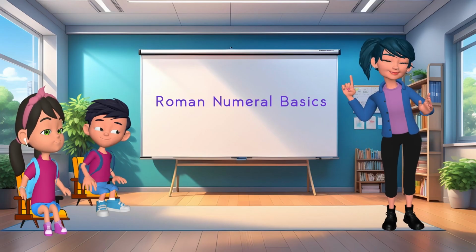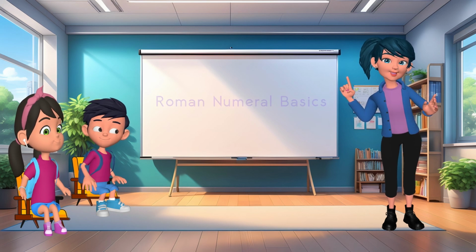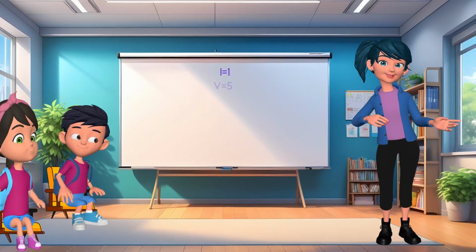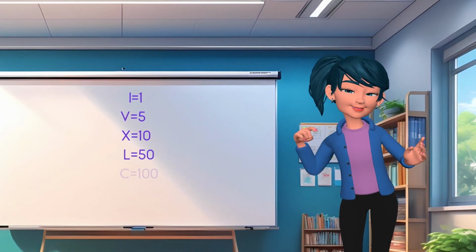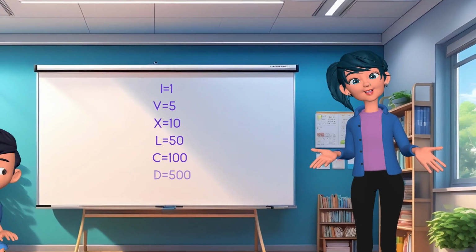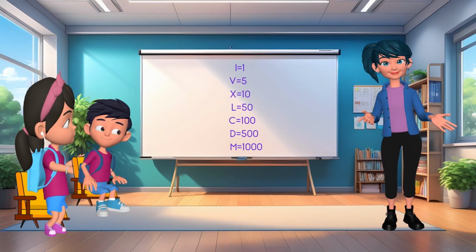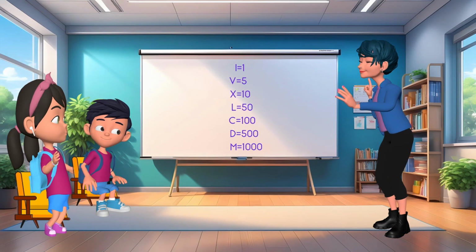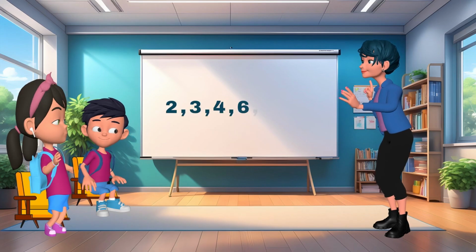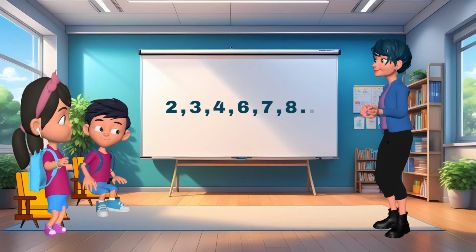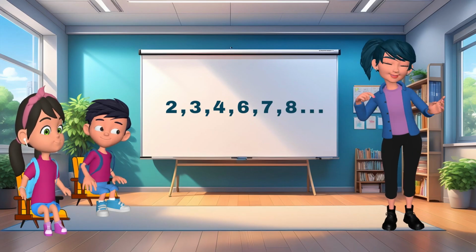The Romans used 7 basic symbols. Let's write them. I equals 1, V equals 5, X equals 10, L equals 50, C equals 100, D equals 500, and M equals 1000. What about the other numbers? I mean, 2, 3, 4, 6, 7, 8 and so on. Good question. Let's see how it works.